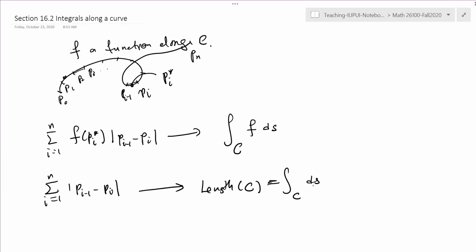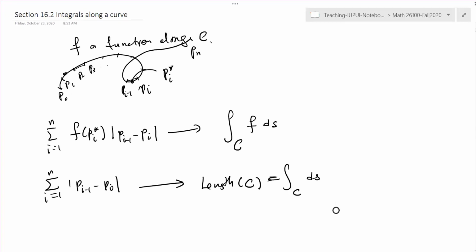The integral, where s is the arc length, the integral of 1 around the curve with respect to the arc length. So ds is the arc length.